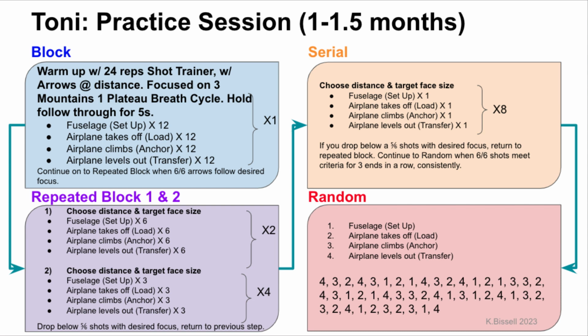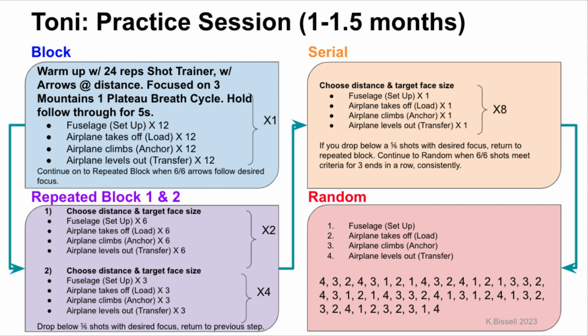And then for anchor, the cue that Tony uses, the analogy, is the airplane climbing to elevation. So that airplane wing, the draw side arm, is going to climb up that, what sometimes we call the escalator angle there, to anchor. And then finally, the airplane's going to level out at transfer. And each one of those is 12 arrows each before moving on, before task switching.